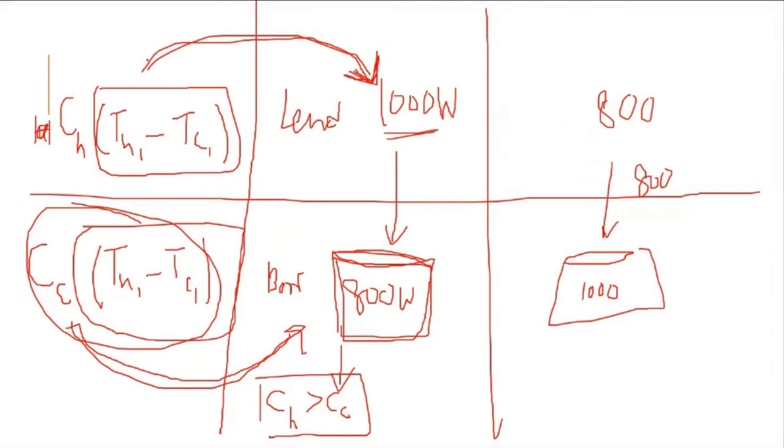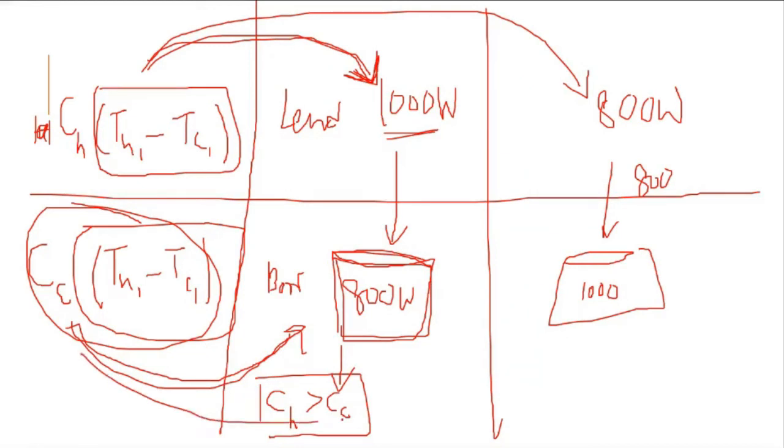Okay. Similarly, see the second case. What do we have? The maximum heat which can be lost by the hot fluid is equal to 800 watts. The maximum heat which can be gained by the cold fluid is equal to 1000 watts. So tell me which value is greater, CH or CC? CC is greater. So since CC is greater, what is the maximum heat transfer which can take place, 800 or 1000?